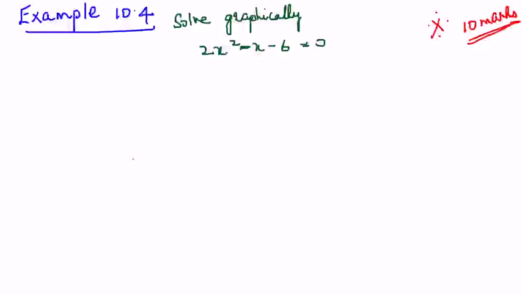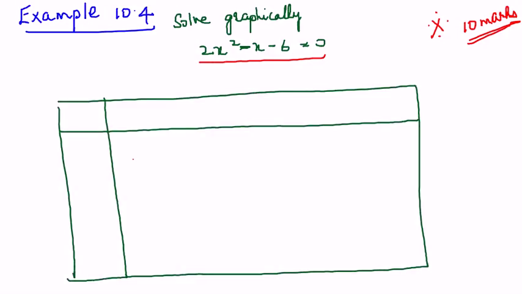You have to solve this equation here graphically. Okay, so for that what we're going to do is we are going to have a tabular column and I'm going to assign values for x. The values that I'm going to assign are going to range from minus 3 to plus 3. So it's going to be minus 3, minus 2, minus 1, 0, 1, 2 and 3, right?